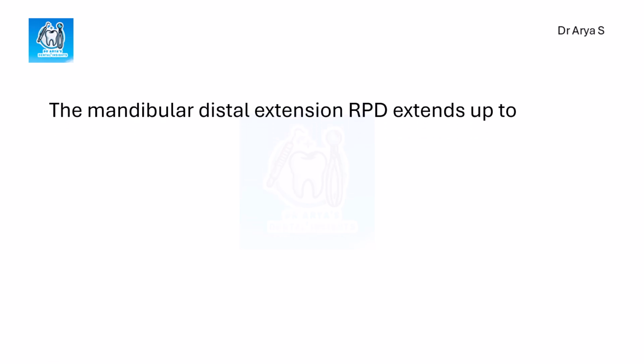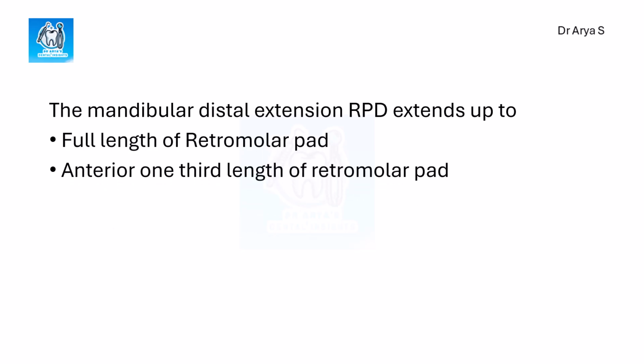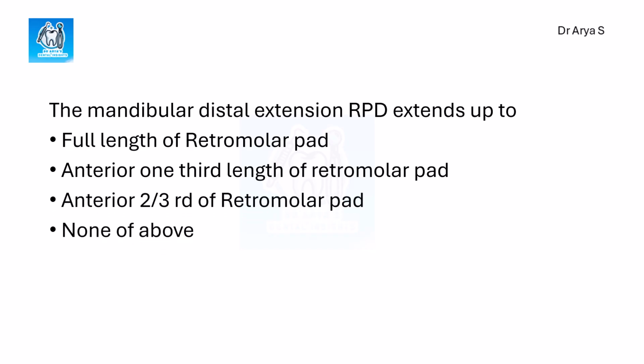Mandibular distal extension RPD extends up to full length of retromolar pad, anterior 1/3 length of retromolar pad, anterior 2/3 of retromolar pad, or none of the above. Here the answer is anterior 2/3 of the retromolar pad. Mandibular distal extension RPD extends up to anterior 2/3 of the retromolar pad.